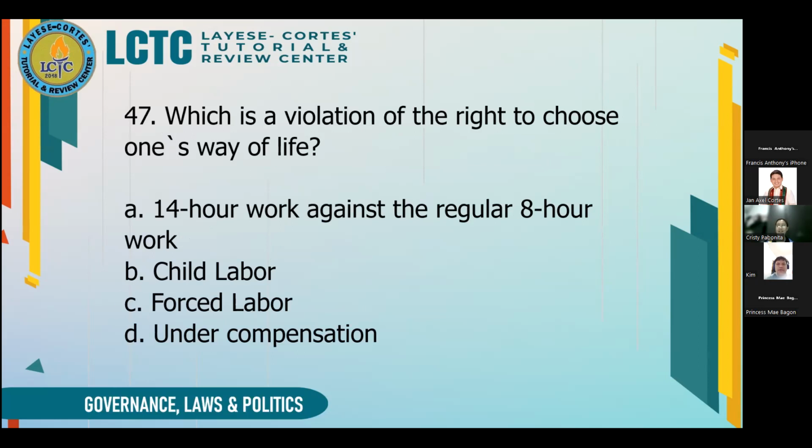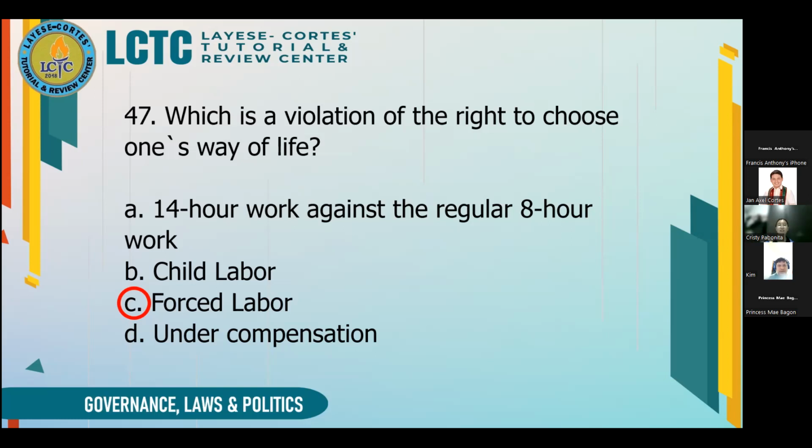Yes, very good. The answer is letter C. That's the best answer. Pwede man mo i-answer si A, pwede mo i-answer si B, pwede mo i-answer si D. But forced labor is the general term for those choices.